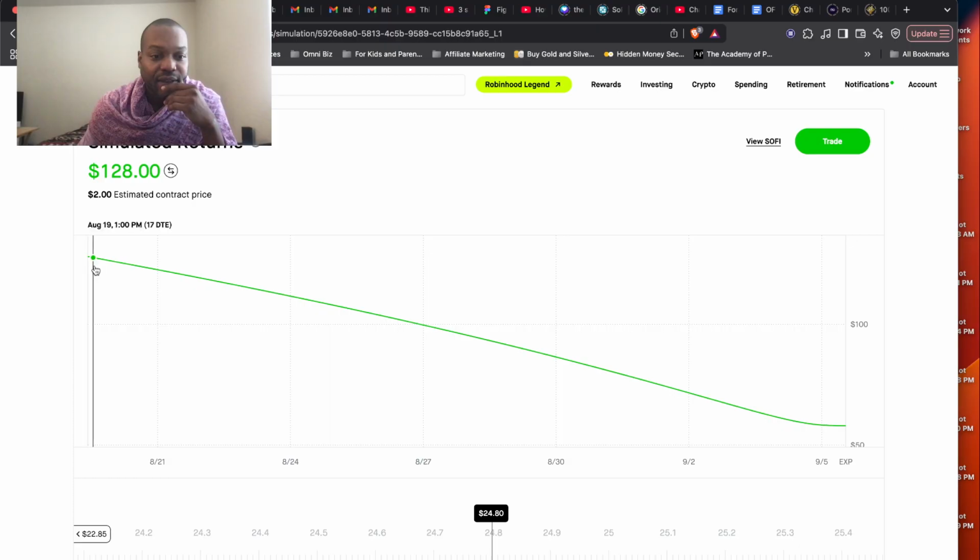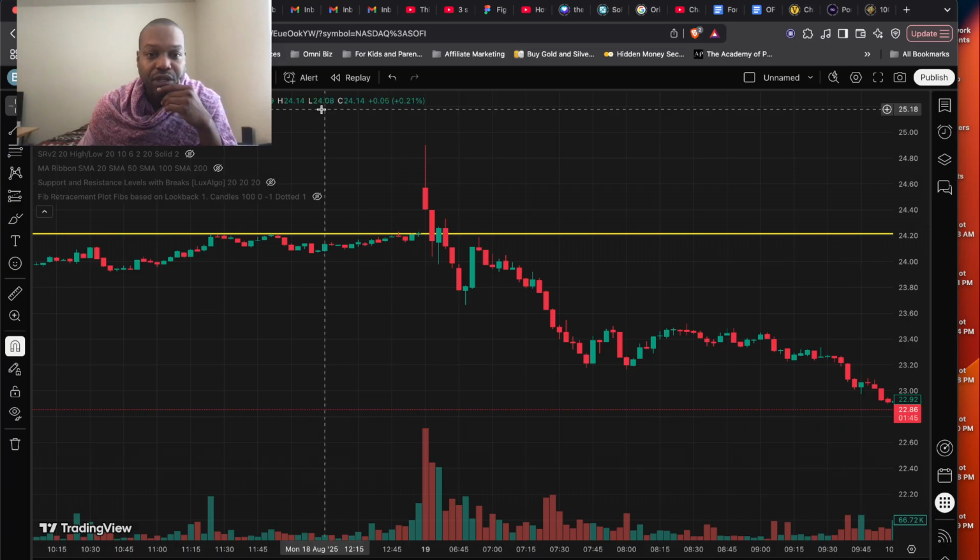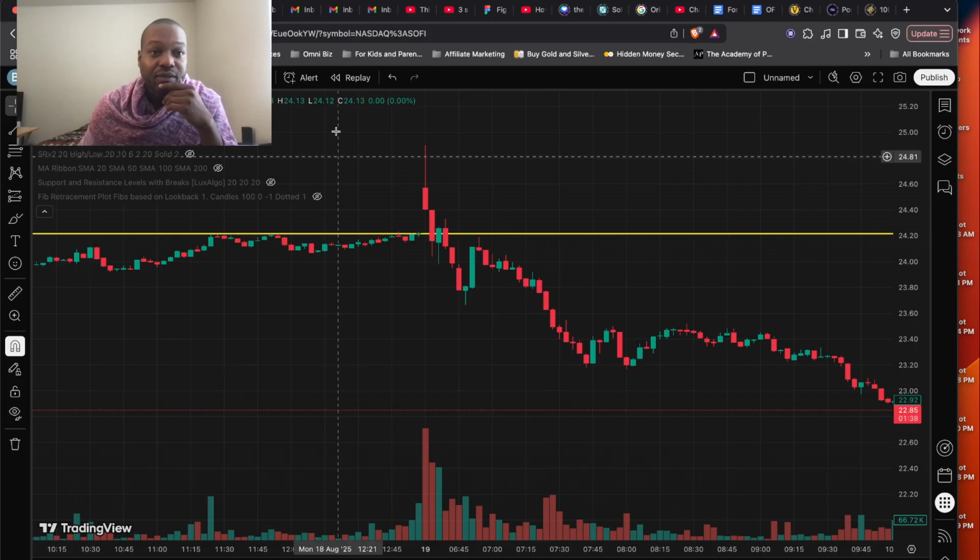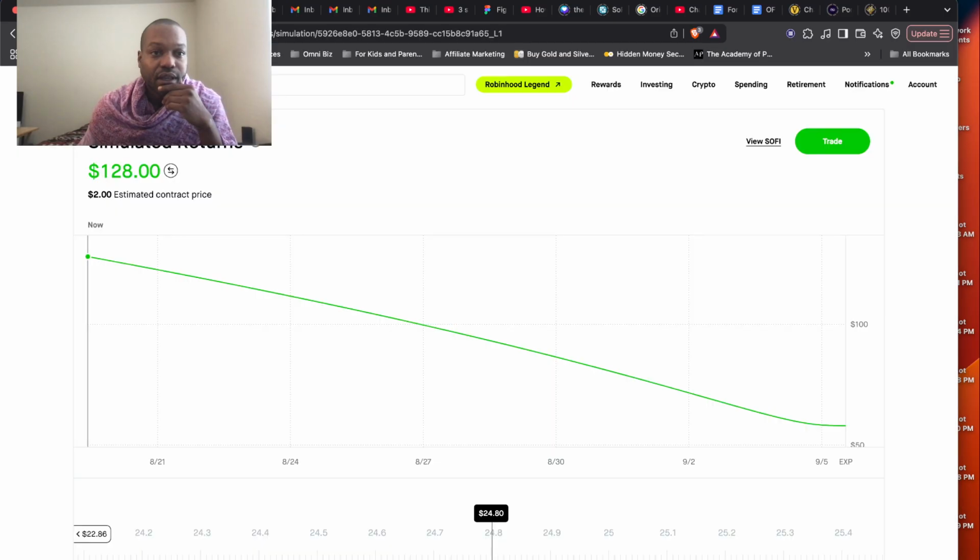Just so we can see how that would have worked, I would have made my money back and made some profit, because our break even point was 24.22. If you remember this yellow bar right here, 24.22. Our break even point was 24.22, and it went to 24.80.